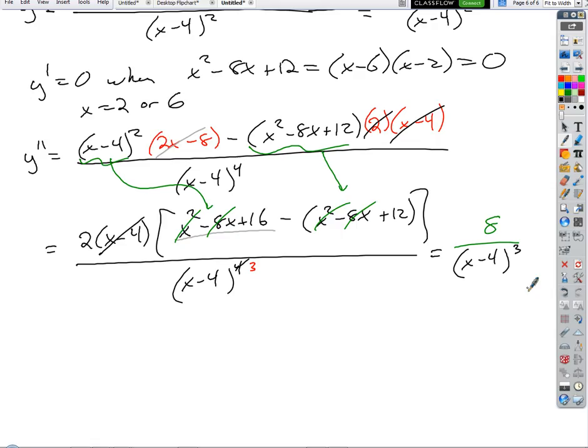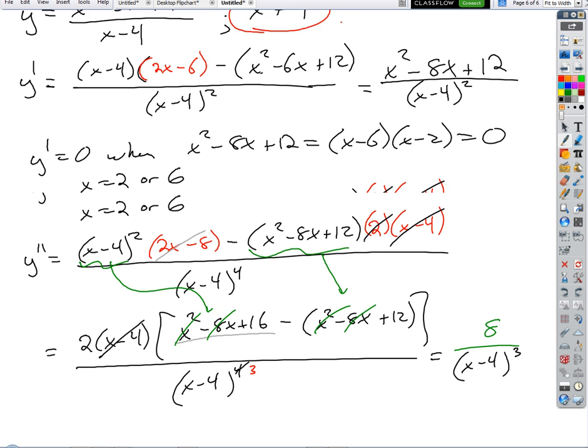So are there any critical numbers of the second derivative? None, right? There's no zeros of the numerator and there are no unique zeros of the denominator, right? The only zero of the denominator is where our function is undefined, right?